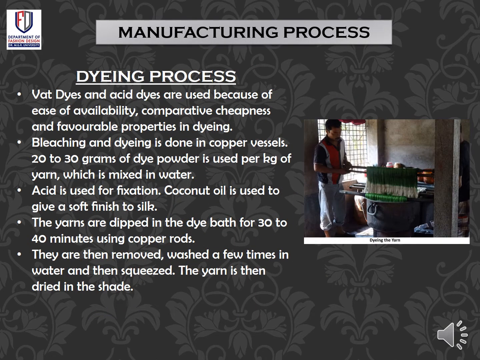Manufacturing process. First, we start with the dyeing process. Wet dyes and acid dyes are used because of ease of availability, comparative cheapness, and favorable properties in dyeing. Bleaching and dyeing is done in copper vessels. 20 to 30 grams of dye powder is used per kg of yarn, which is mixed in water. Acid is used for fixation.